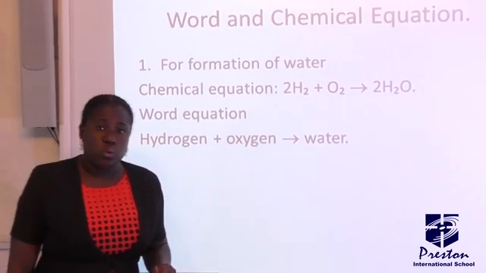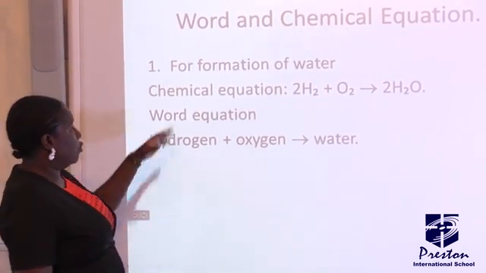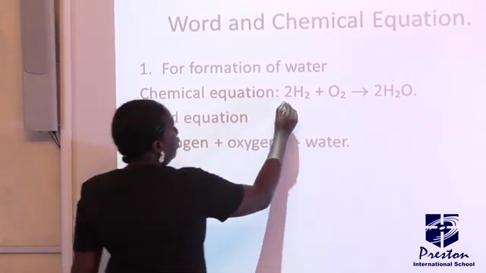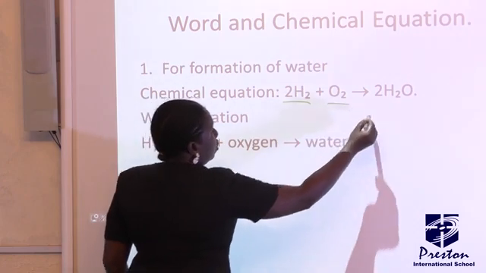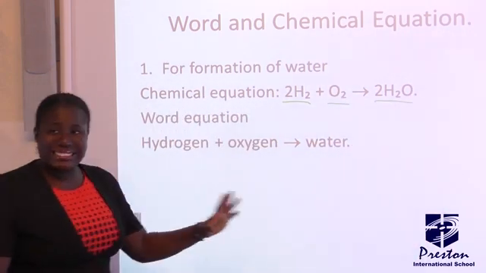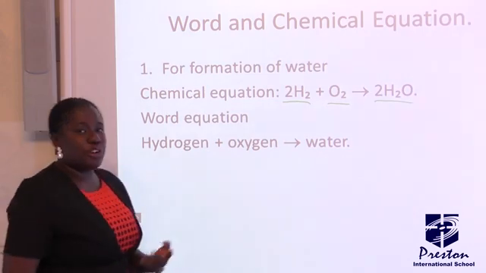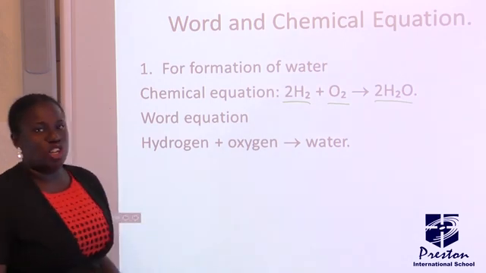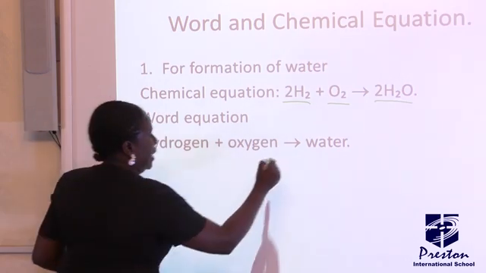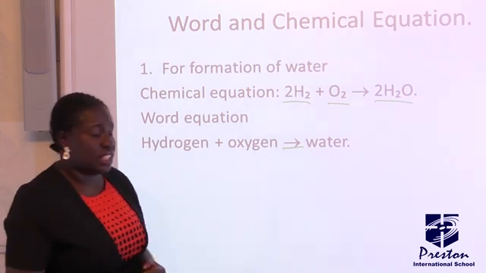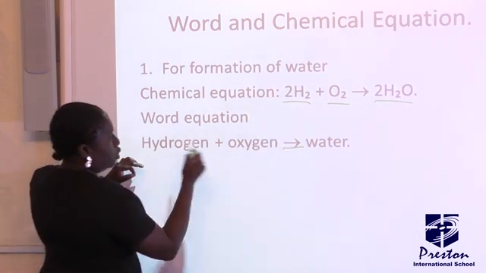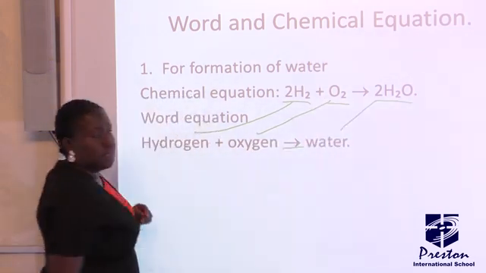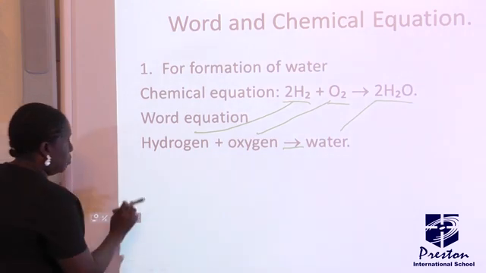Now, how do we write word and chemical equations? The first one, for the formation of water: if you are asked to write the chemical equation, you go ahead to say hydrogen reacting with oxygen to give you water. That is the chemical equation. If you're required to write the word equation, now this comes up in IGCSE, you're to write in words, but this sign is very, very essential. So you go ahead just to interpret what you have here: your hydrogen here, your oxygen here, and your water there.